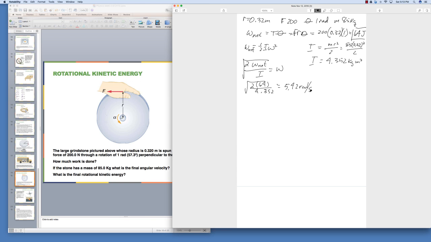Now you can do the next part one of two ways. You can say that the rotational kinetic energy is equal to 1/2 I omega squared, which is 1/2 times 4.352 times 5.42 squared, and you'll get 64 joules. Or you can say that the work input has to be equal to the subsequent resulting kinetic energy.